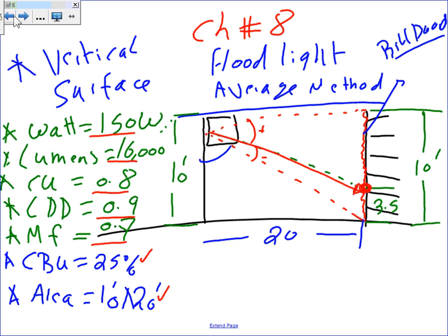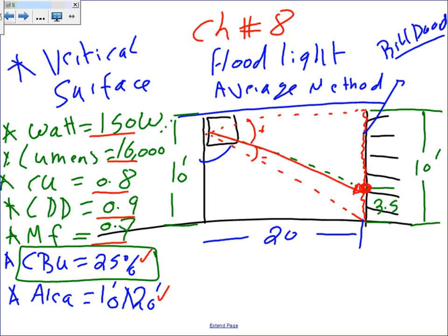With the average, Nick, my friend, comes a tiny coefficient of utilization called CBU. This is the single most important factor when you do the average for floodlight. You need to find the CBU. We have a bunch of curves based on the angle that we need to achieve. We can find the CBU.